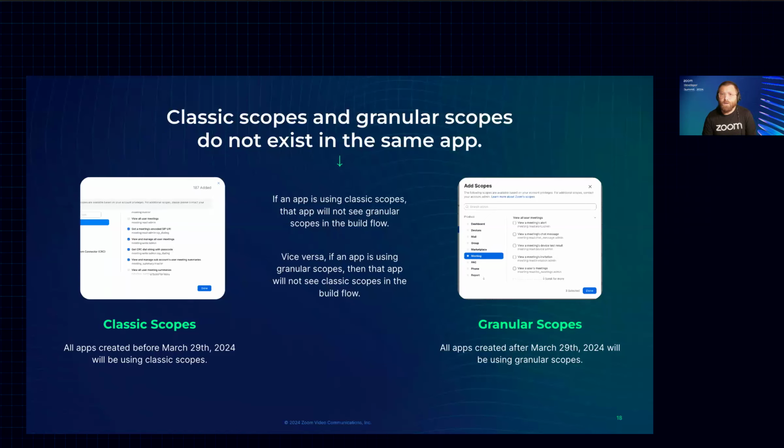One important thing to note is that classic scopes and granular scopes do not exist in the same app. If an app is using classic scopes, it will not see granular scopes. Vice versa, if an app is using granular scopes, it will not see classic scopes. There's no way to change that. All apps created before March 29th are using classic scopes. Any app created after March 29th is using granular scopes.